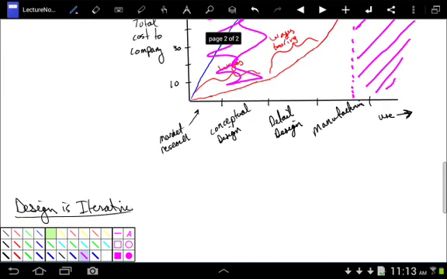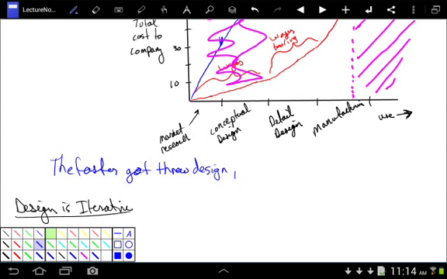So, and this is the key, right? The faster you get through the design process, the faster you make money.